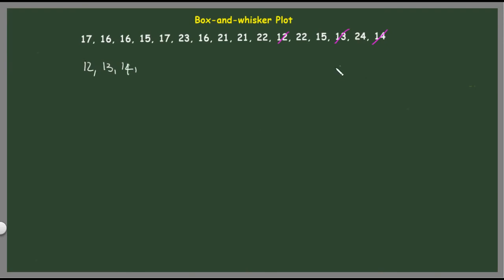And the next number, I've got a 15 twice. Then the next number would be 16, three times. Then I got a 17, and that's it. So I've got two 17s.